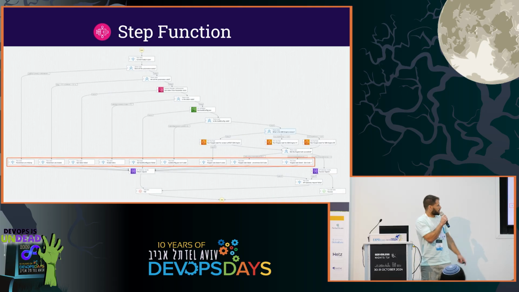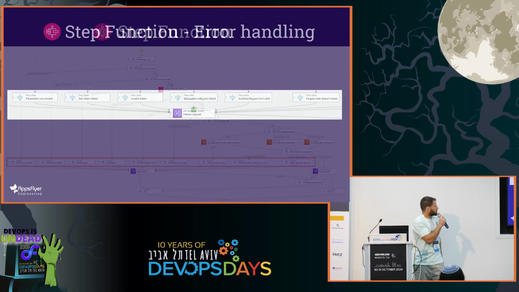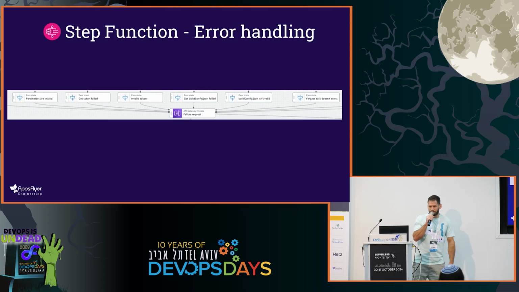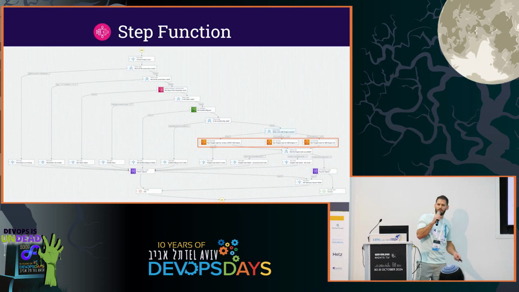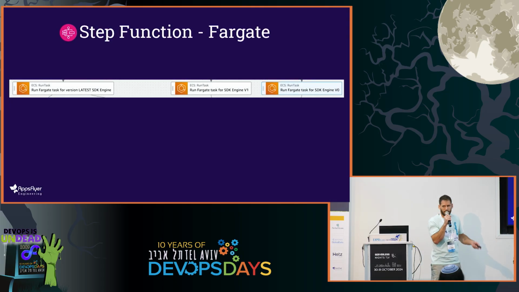So then we have this line, this big line at the bottom, basically error handling. So we gather all the errors and send an API gateway request, and then we can debug it. So for example, parameters are invalid is one of the errors. Cool. But the main thing the step function does is, again, start a compilation process. We want to start a container that's going to generate the artifacts, generate the SDK. And you can see this part right here. This is going to call the Fargate task.